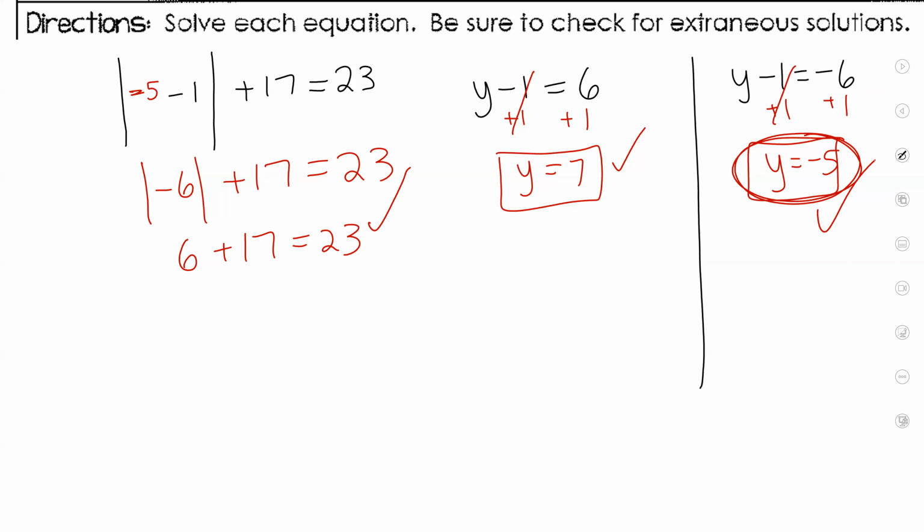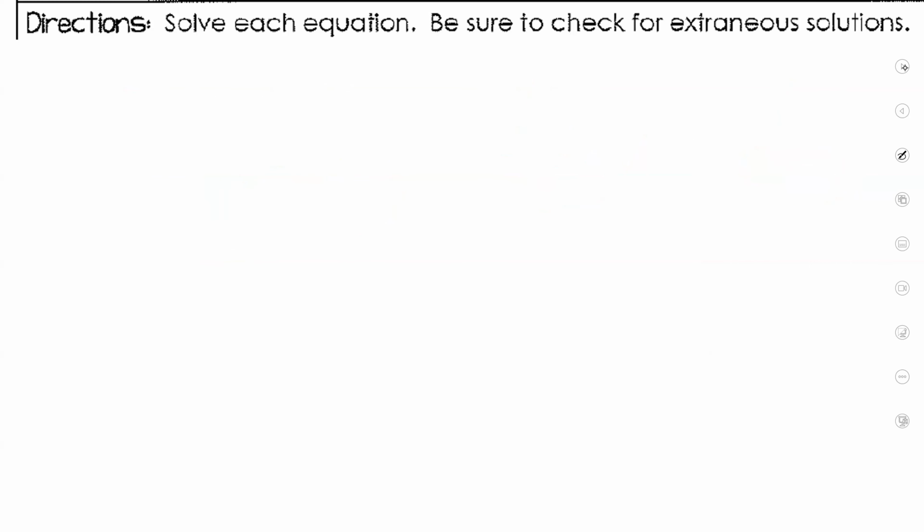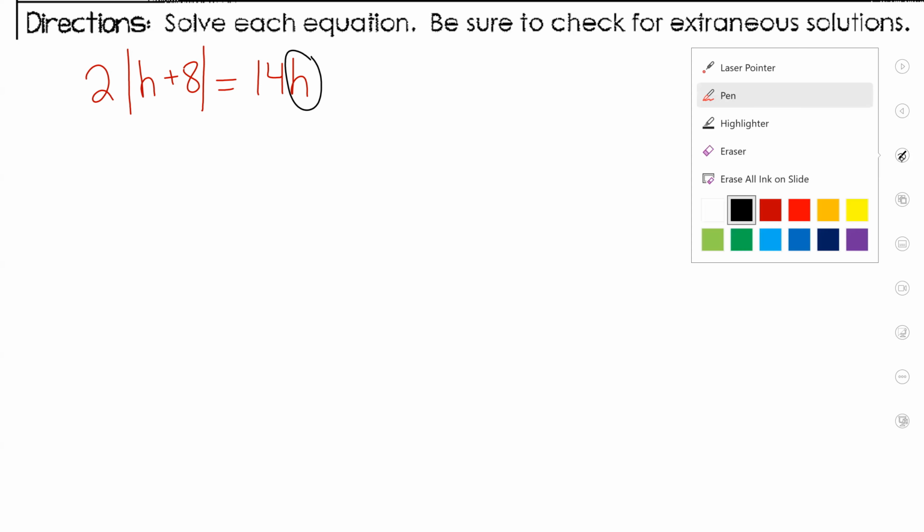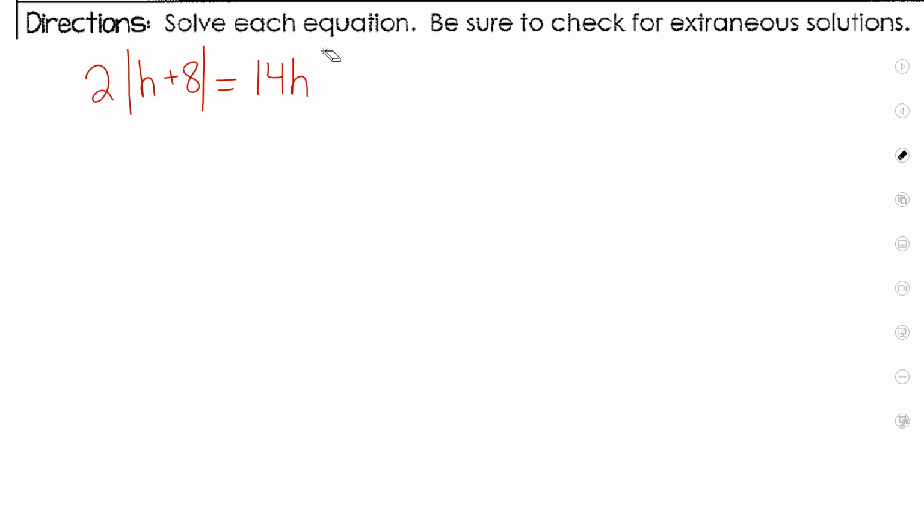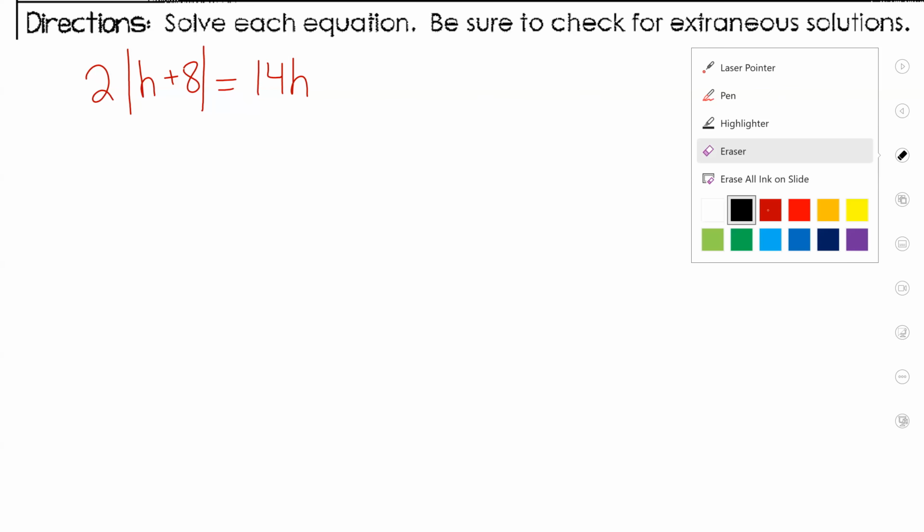I'm going to do number 14. This says 2 absolute value of h plus 8 equals 14h. Okay. I'm just going to give you guys a hint. Whenever you see a variable on this side, you might get an extraneous solution, okay? If you just have a plain old number there, you probably won't have an extraneous solution. So let's talk about what that means.